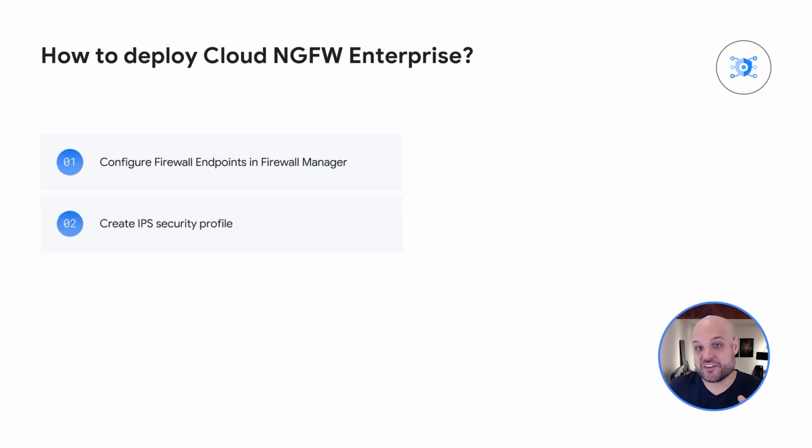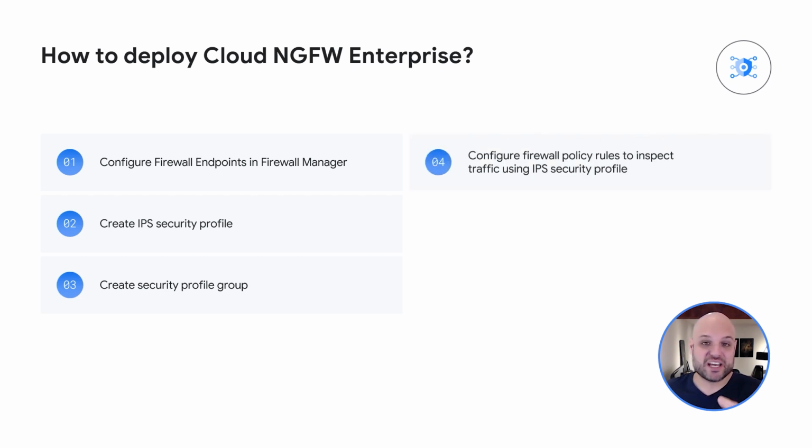Second, create a threat prevention security profile. This is where you will specify the action to take on traffic that matches specific threat signatures or severity level. You can allow, deny, or alert on traffic. Third, create a security profile group. This is a collection of security profiles that can be applied to any firewall policy. And in step four, you enable IPS in the firewall policies.